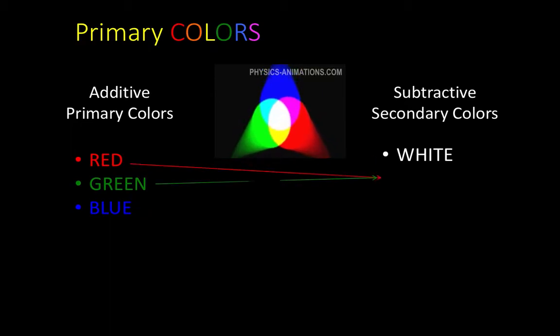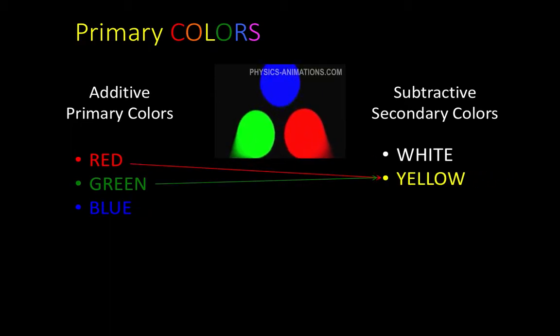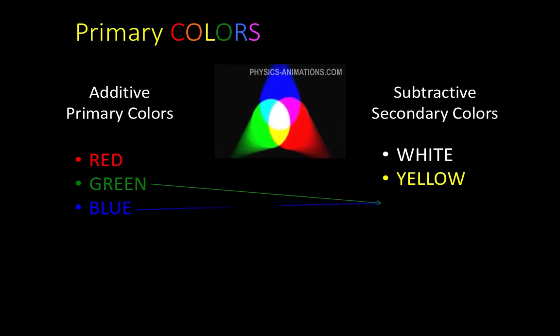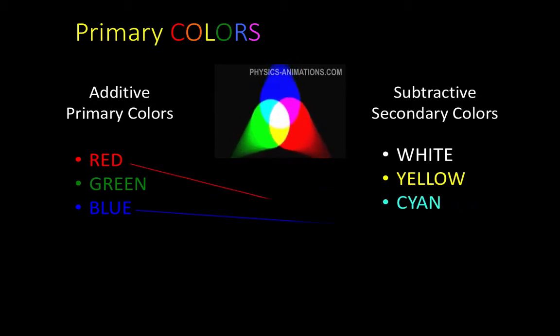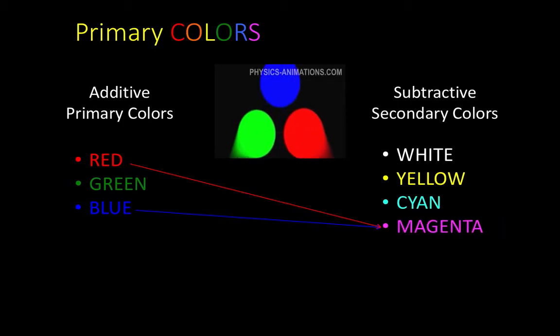When you mix just red and green together, they make yellow. Blue and green light together make cyan. Red and blue light together produce magenta. So we really have the complementary secondary color white, which is when you mix colors to make white, they are complementary. And then the three secondary colors of yellow, cyan, and magenta.